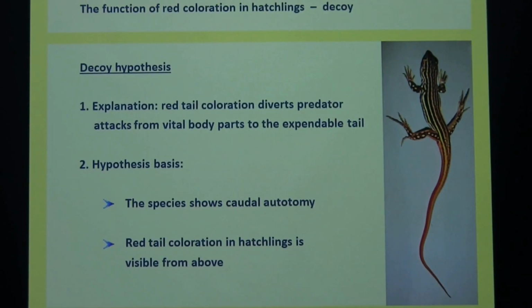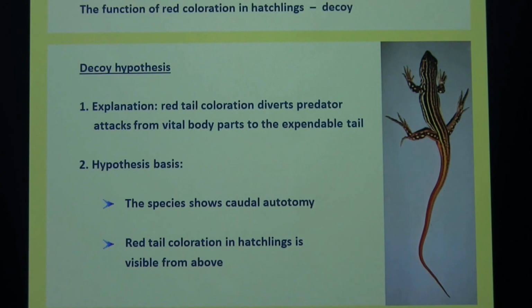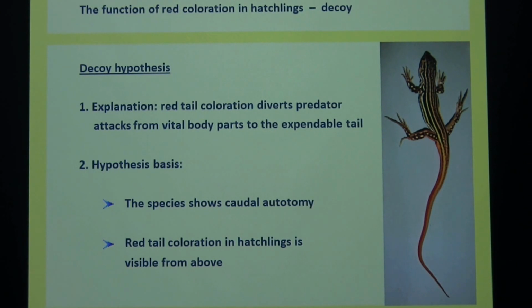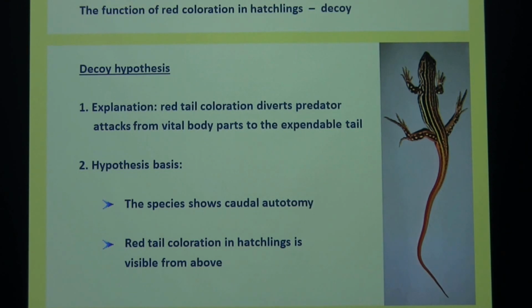I will begin with the decoy hypothesis in hatchlings. According to this hypothesis, red tail coloration diverts predator attacks from vital body parts to the expendable tail, thus increasing the probability of surviving the attack. The hypothesis is based on two characteristics. The species shows tail autotomy, and red tail coloration in hatchlings is visible from above, so it's visible to predators.